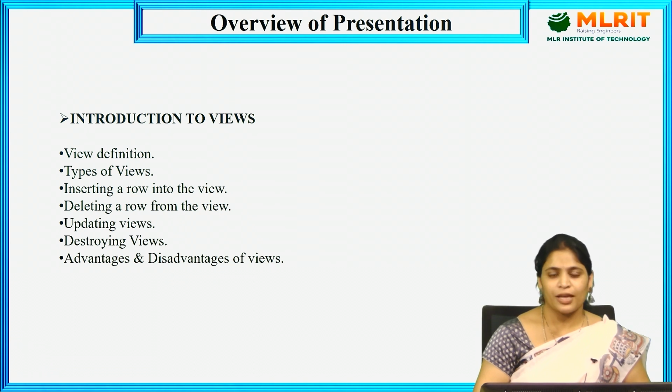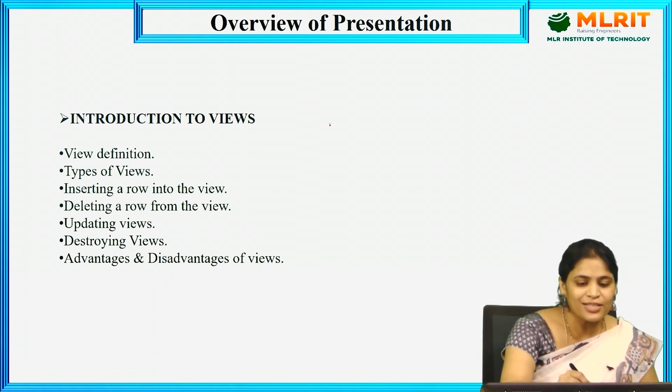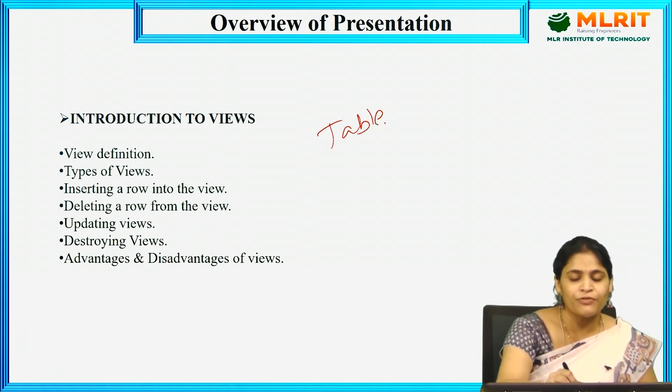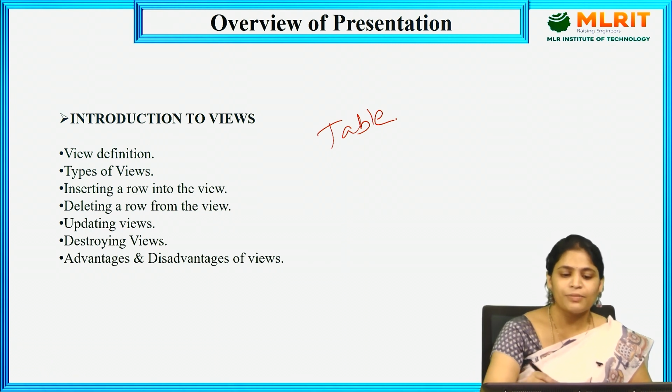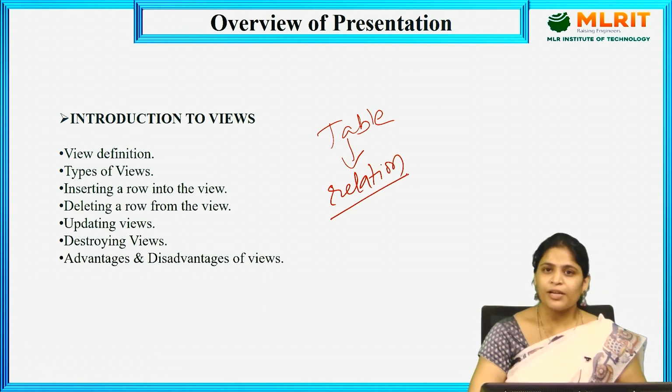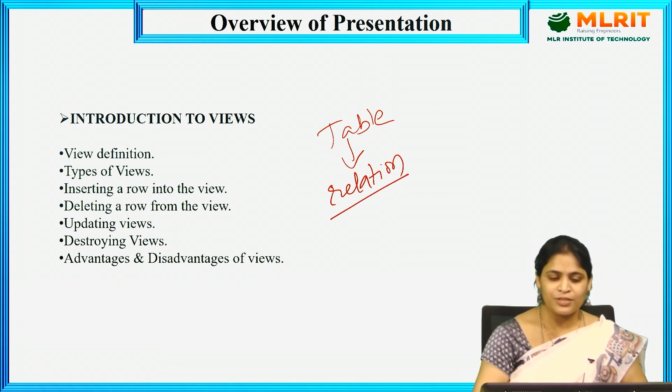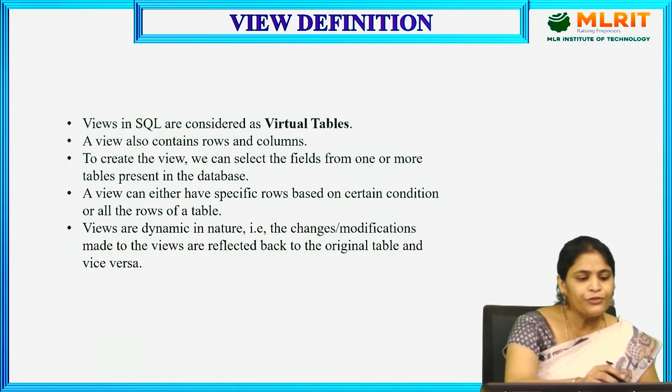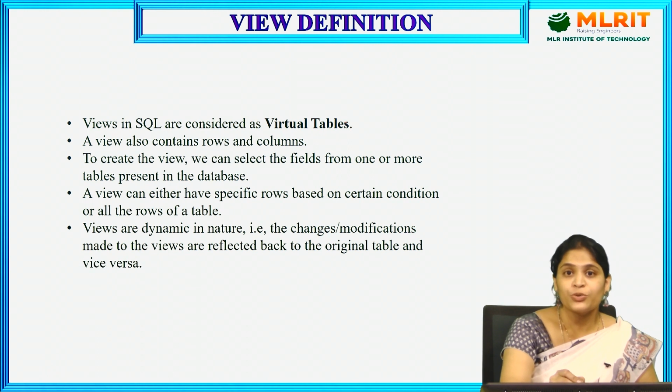View is nothing but a virtual table. So, what is a table here? In the context of DBMS, table is nothing but a relation. So, a table consists of set of rows and columns. So, what is a view here? View is nothing but virtual table. Views in SQL are considered as virtual tables.